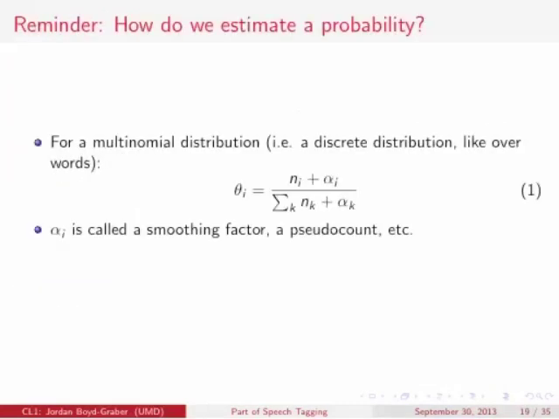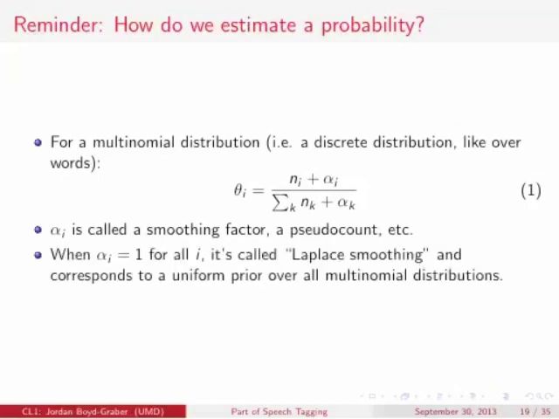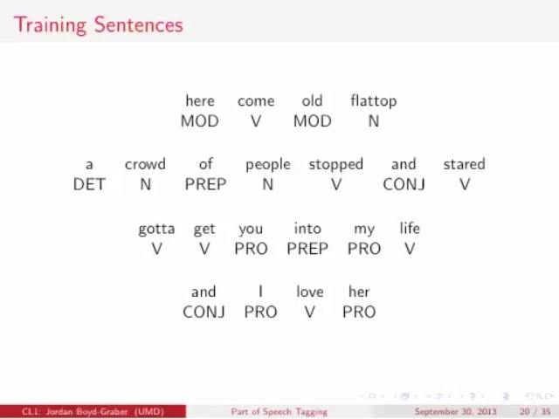So remember, we talked about how you estimate a multinomial distribution using smoothing terms alpha or a pseudo count. And remember, when this is 1, we call this Laplace smoothing, and it corresponds to a uniform prior over all multinomial distributions. We'll use a smaller amount of smoothing for these examples. In this case, we'll use 0.1 as our smoothing. Okay, so we want to estimate some probability distributions.